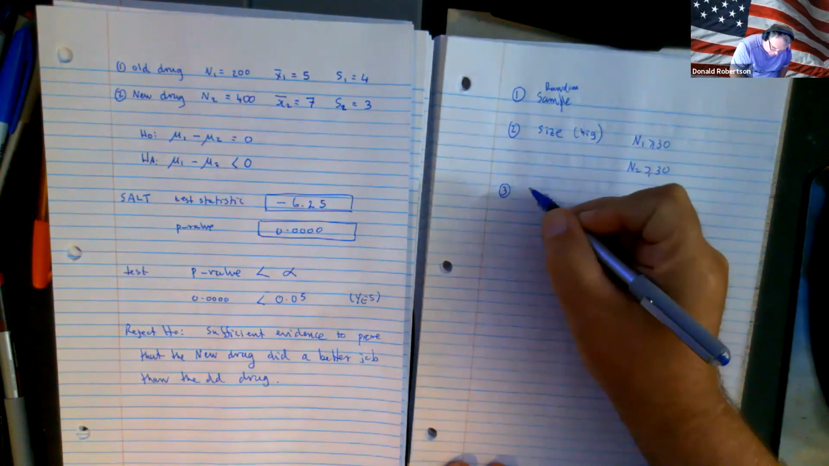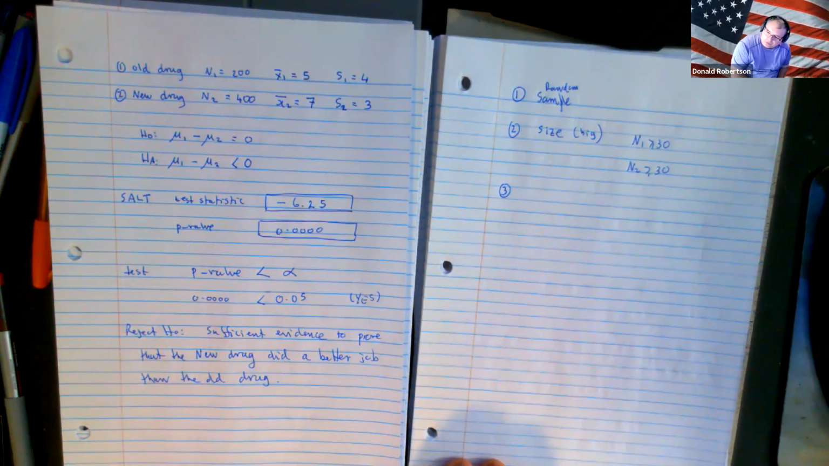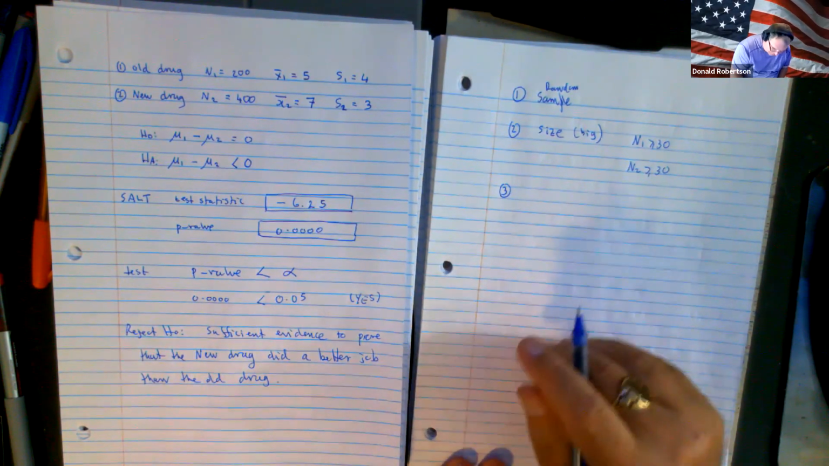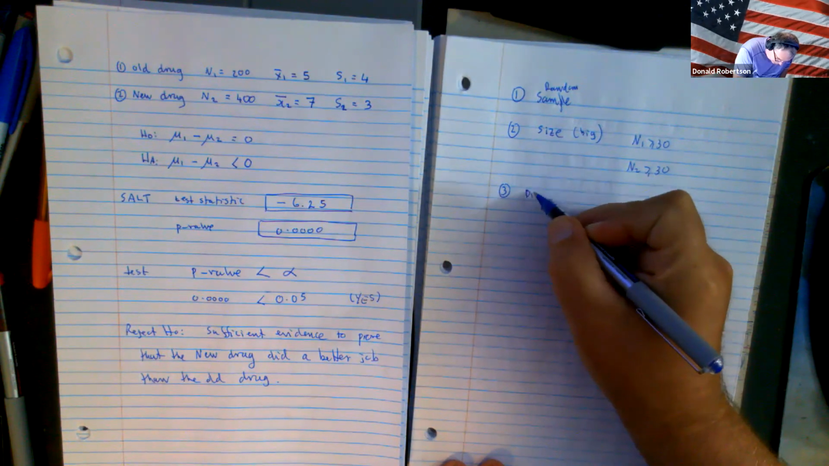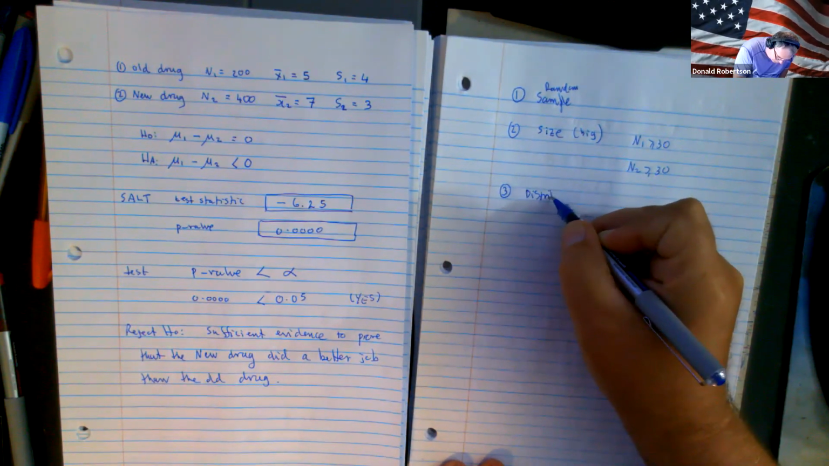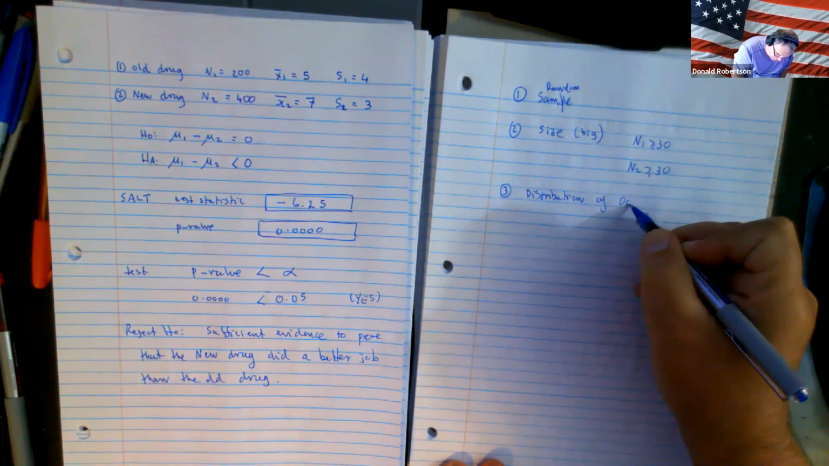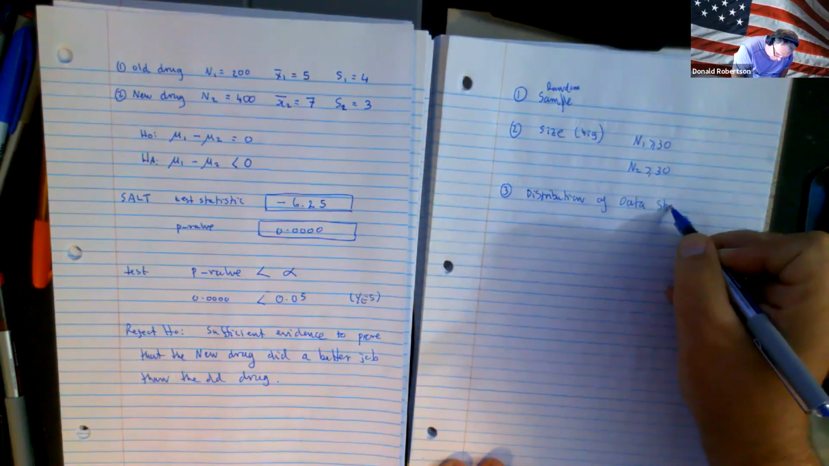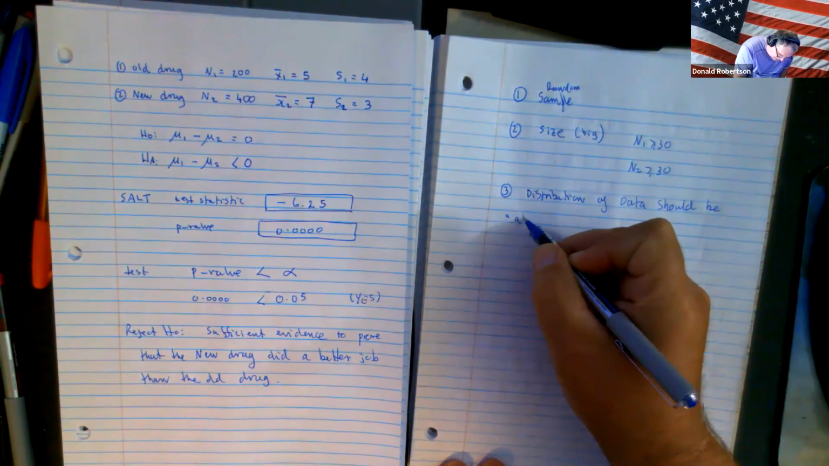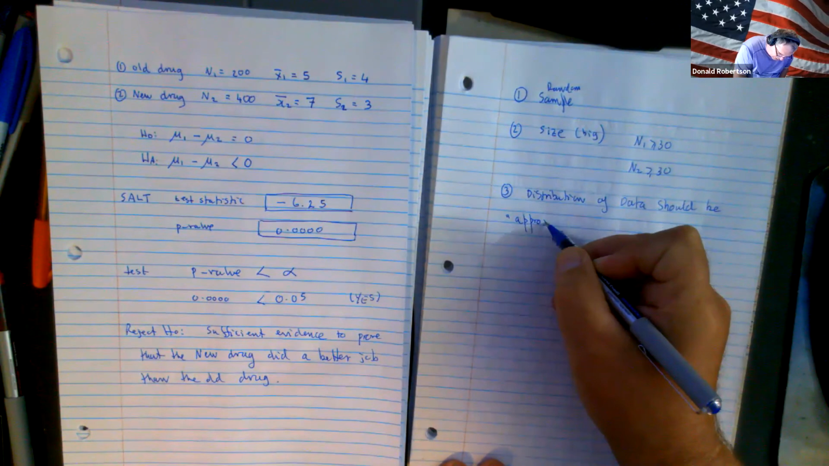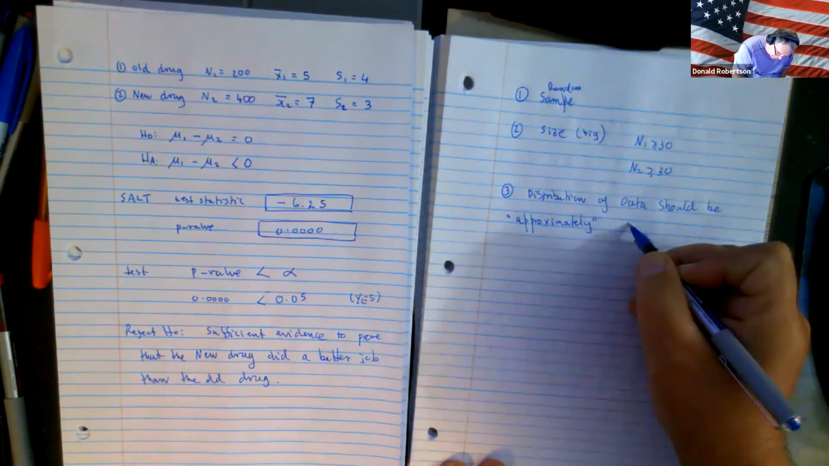And the third one, you didn't need for proportions, but you do need it for 1-sample and 2-sample means. And that is the distribution of the data should be, and the keyword here is approximately, bell-shaped.